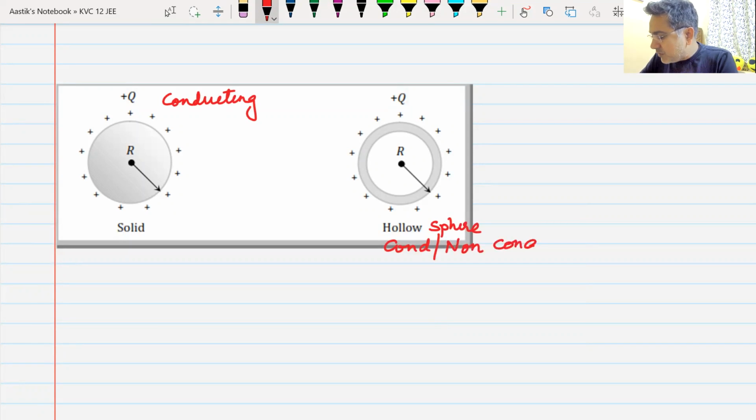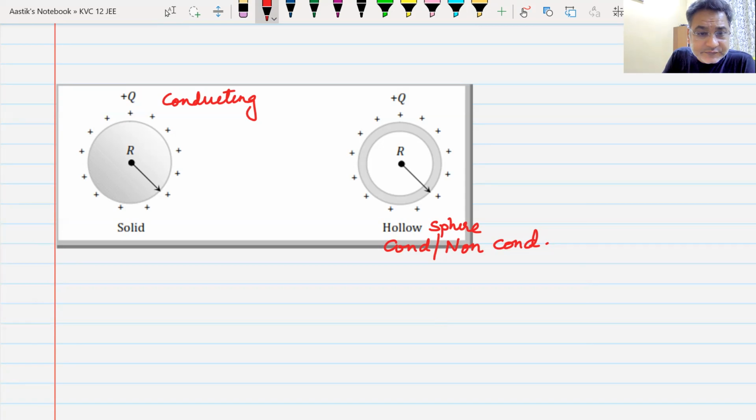Now in this type of charge configuration, you have charge only on the outer surface. As you can see, charge is only on the outer surface, and then you will have to find the electric field and electric potential at different points. And if you remember, we'll go through it very quickly.